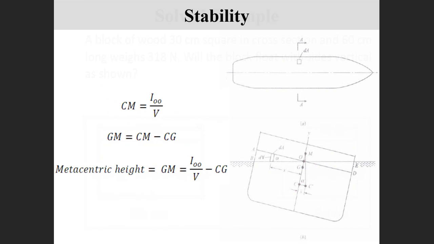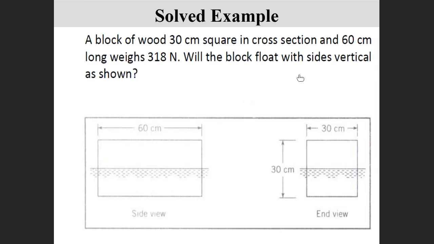Right? Let us have an example, guys, to explain all this in a careful way. This is a very simple example. A block of wood, 30 centimeters square in cross section and 60 centimeters long. Weight 380 Newton, that is the weight. Will the block float with sides vertical as shown?